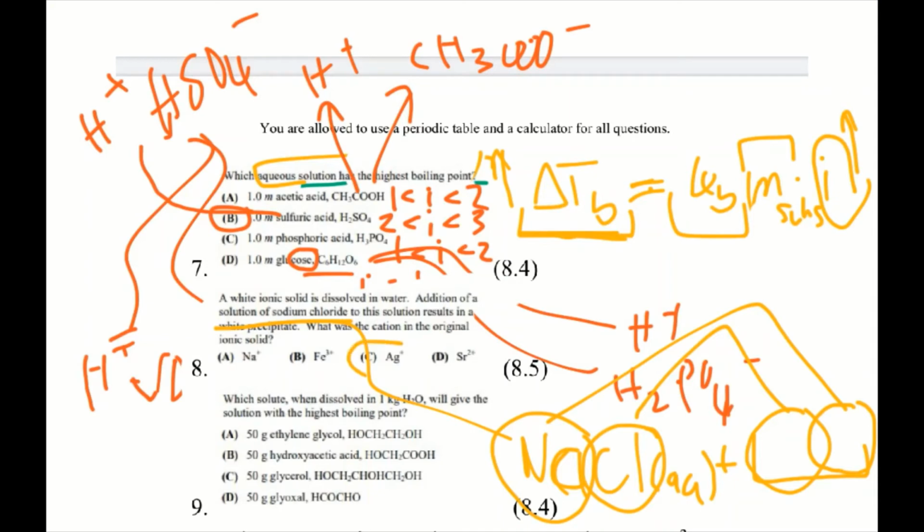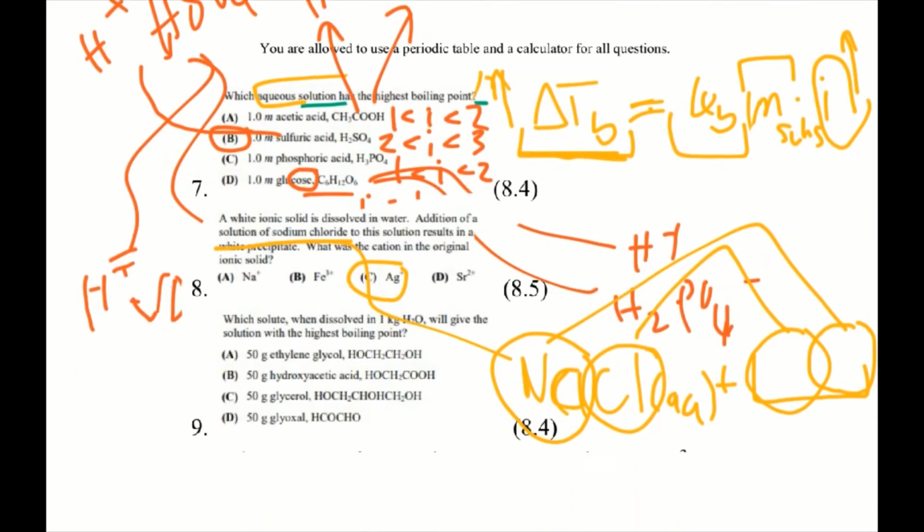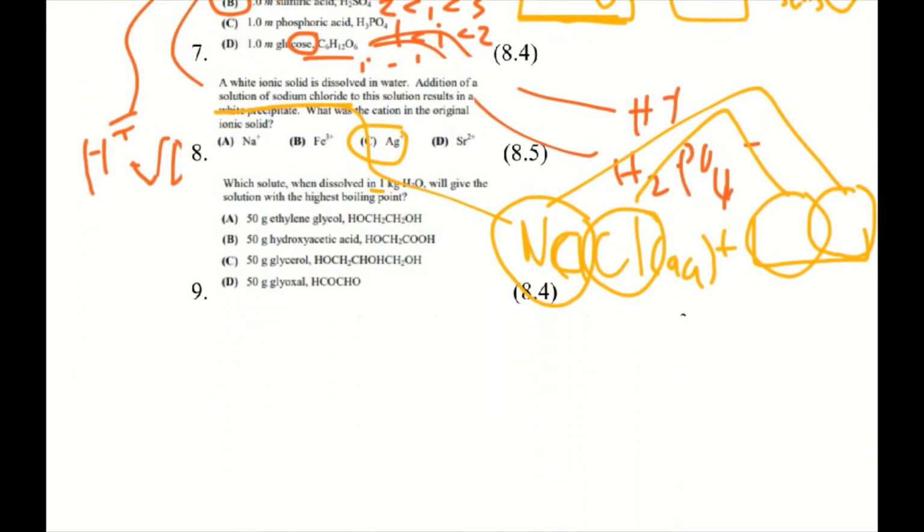Well, I think silver will precipitate with chloride to form silver chloride, an insoluble salt. So C is our answer. Now let's do number 9. Which solute dissolved in 1 kilogram of water will give the solution with the highest boiling point?